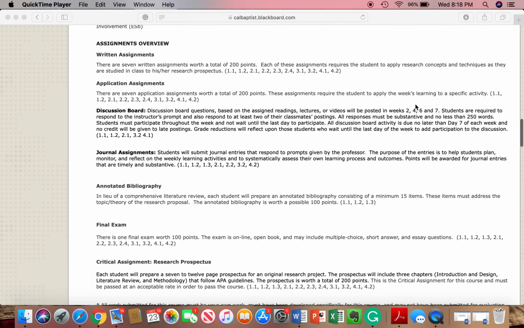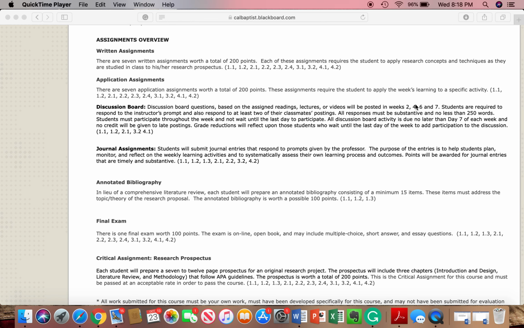Then we have some assignments. Rest assured that all your assignments are going to be very clear. Each week, like I said earlier, I'm going to produce a video at the beginning of the week that is going to clearly indicate the expectations for all the assignments, what the grading scale is, and what the content that I'm looking for. So you shouldn't have any surprises.